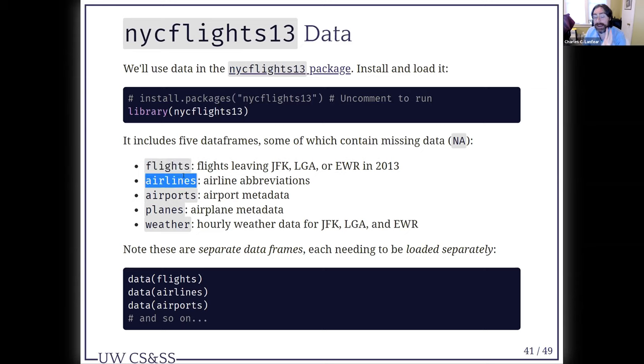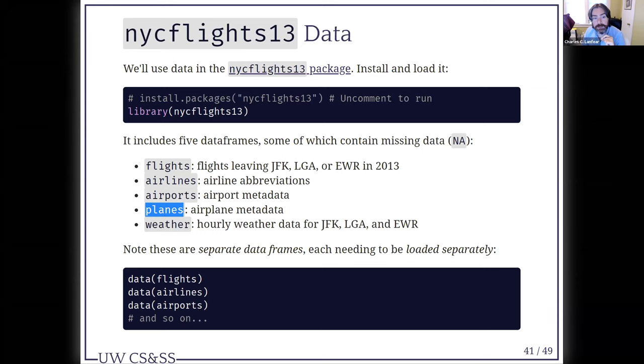Okay. So this is every flight. This is every airline abbreviation linked to the name of the airline. This is metadata on the airports, like their location and things. Airplane metadata, because every plane flies multiple flights per year, so you have data on the planes. And hourly weather data for each airport. The thing is, these are five different data frames. If you want to load them into your environment to look at them, you have to do data flights, data airlines, data airports, and load them separately.